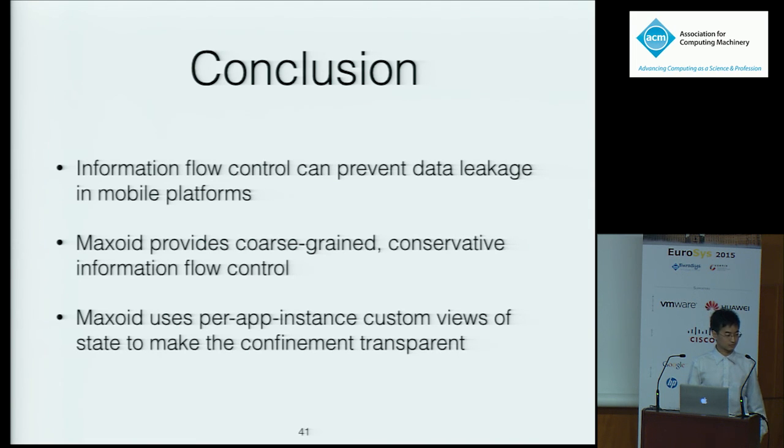So for one question, is there some way that someone can defeat your approach? There could be side channels which we don't consider, and in terms of the model, the delegate is completely confined, and it can never leak data. Okay. Other questions?